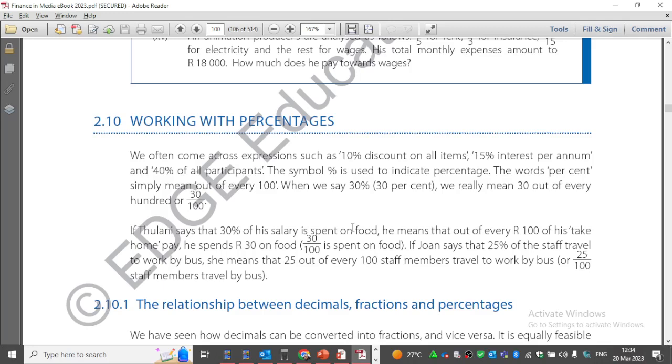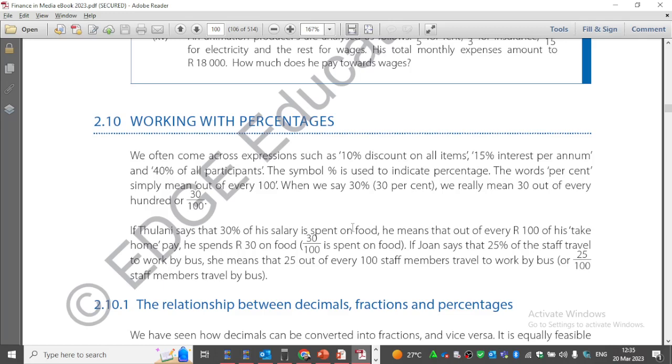Okay, here we are. In terms of today's lesson, we'll be working with percentage. It says that we often come across expressions such as 10% discount on all items, 15% interest per annum, 40% on all participants. The symbol % is used to indicate percentage. The word percent simply means everything will be out of 100.